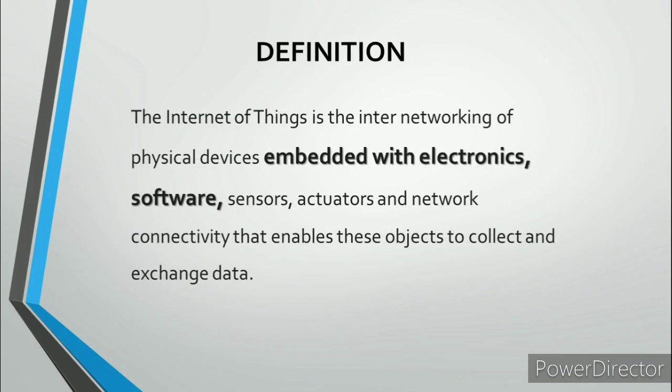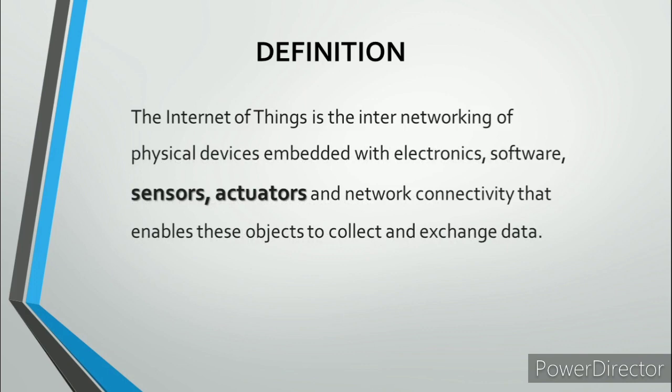Next, it is embedded with electronics and software. The physical devices are embedded with electronics so that they can send data and respond to kinds of signals sent to them for communication. Software plays an important role as mere hardware is a dumb machine and software is needed for its operation.